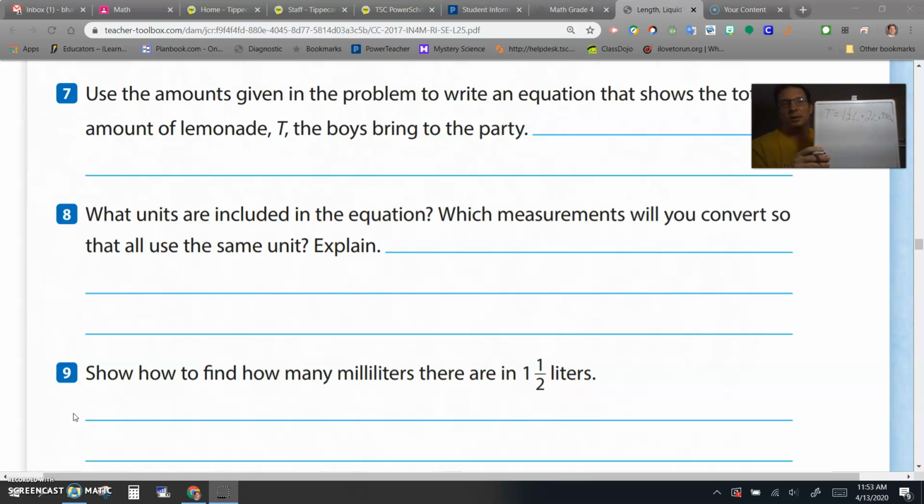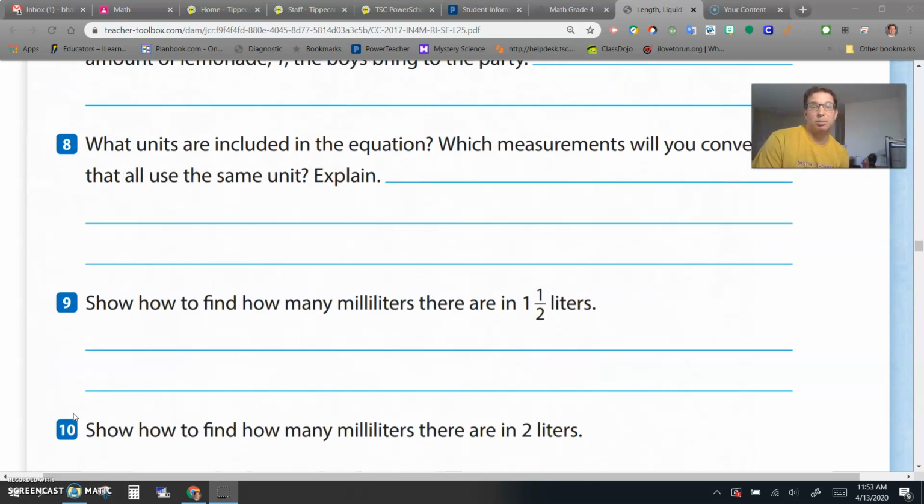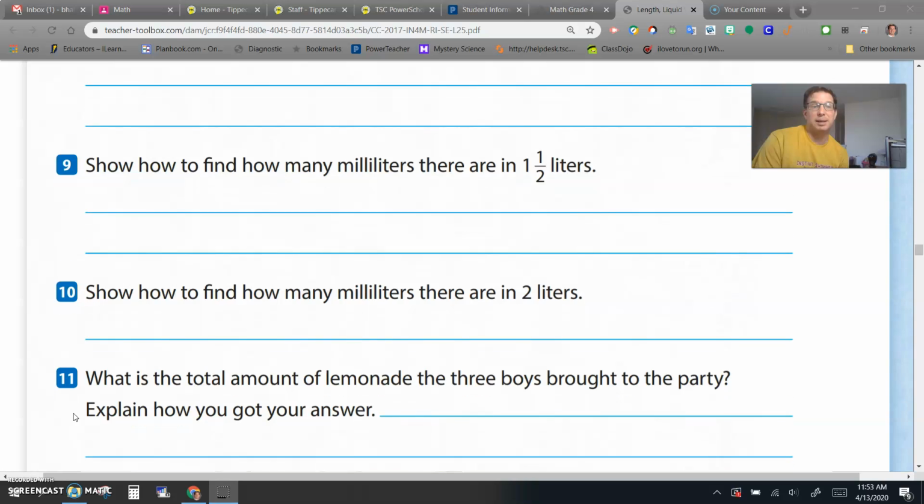Okay, what units are included in the equation? Which measurements will you convert so that they're all the same? Well, they did it for us on the previous page, but the equation includes liters and milliliters. You need to convert them all into milliliters. And that's why you need to explain, because they all need to be the same in order to add, subtract, multiply, do anything with them. They have to be the same.